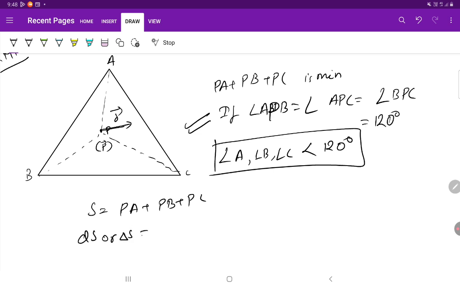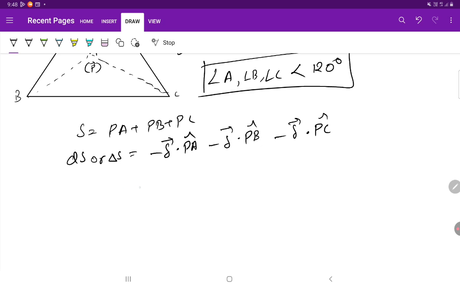then delta S, or dS, can be written as minus delta vector dot PA cap, more specifically, minus delta vector dot PB cap, minus delta vector dot PC cap. Taking minus delta vector common, we'll get minus delta vector dot PA cap plus PB cap plus PC cap.